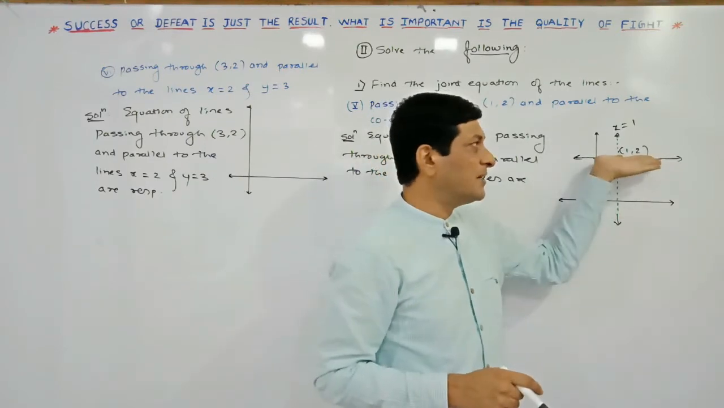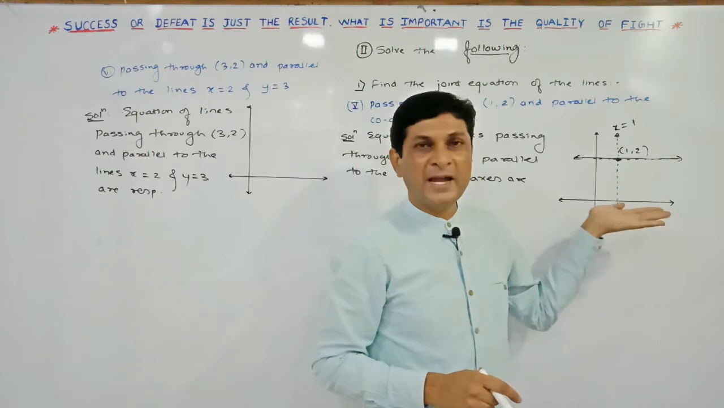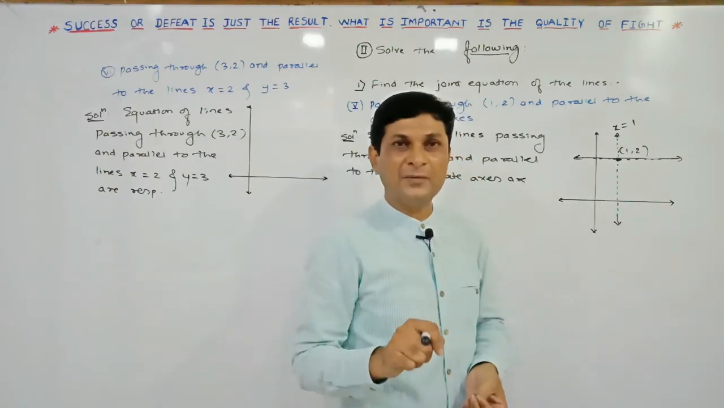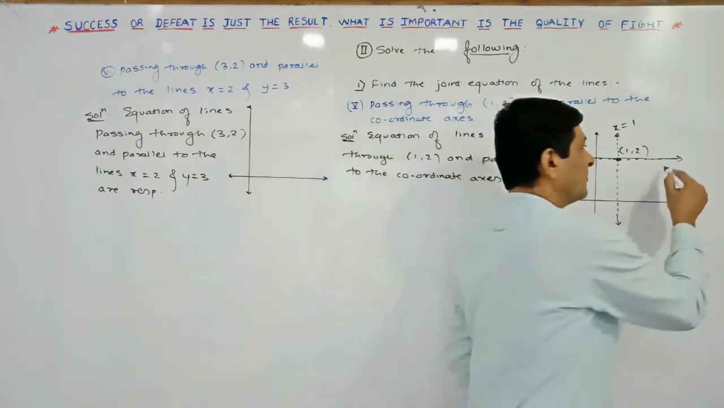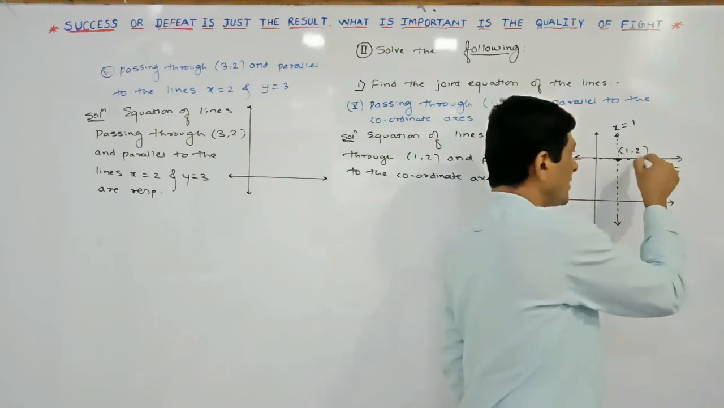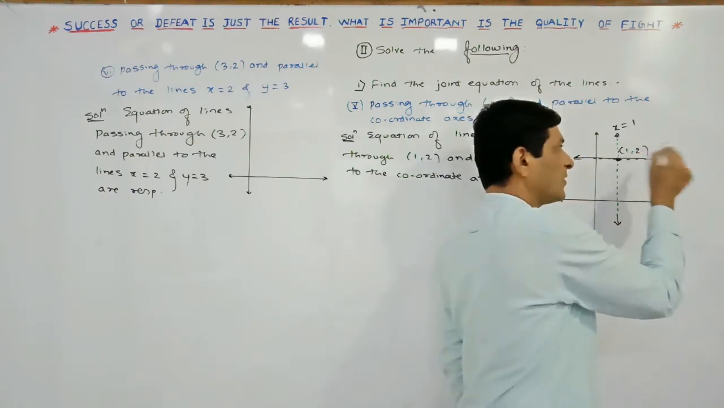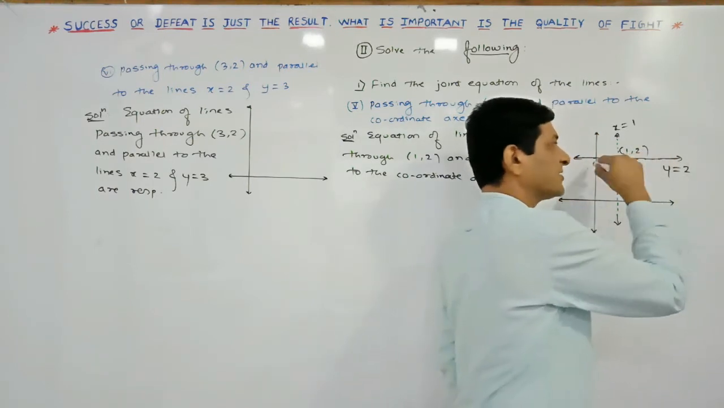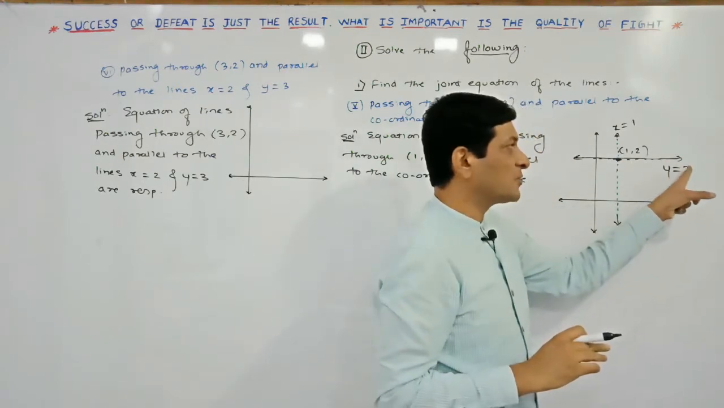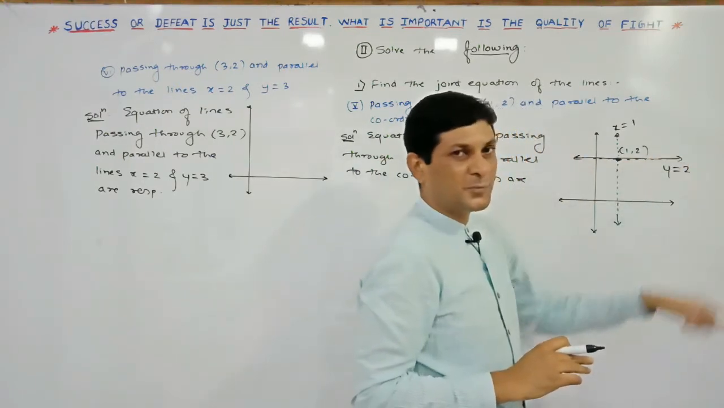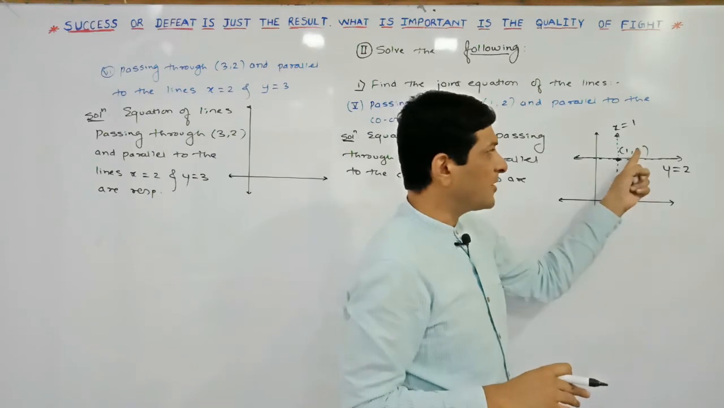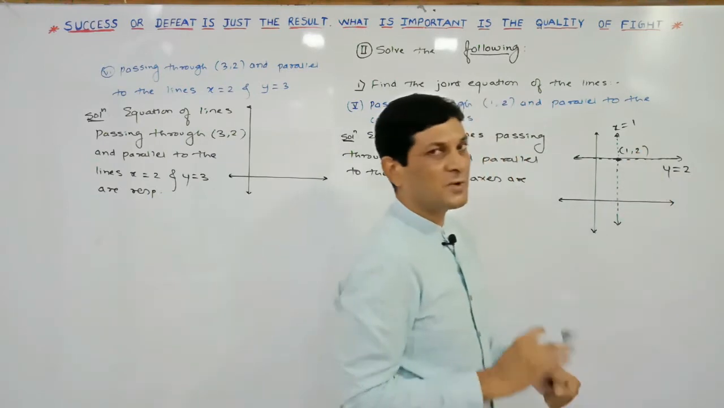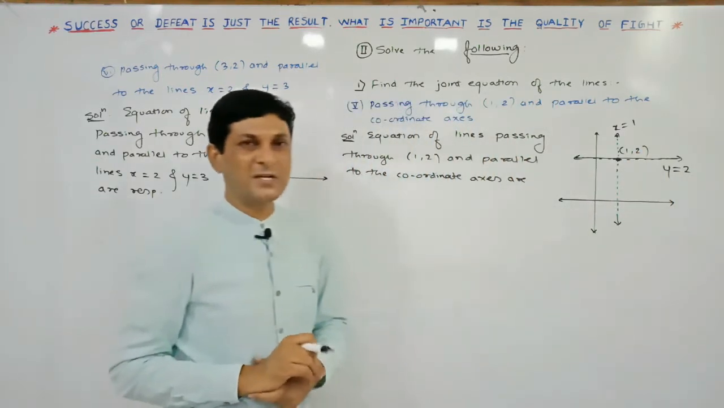In the same way, this line is parallel to the x-axis, and if a line is parallel to the x-axis, its equation is in the form y equals constant. This constant can be found from the y coordinate of this point because our line passes through this point. Y equals constant means the y coordinate of all the points on this line are the same, and the y coordinate of one point is given to us. From that we will get the value of that constant.